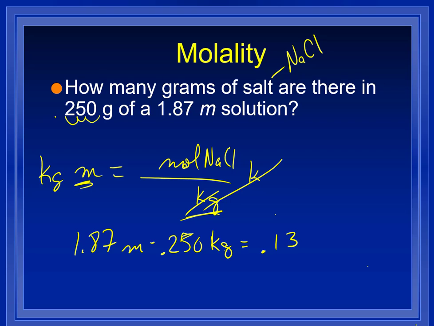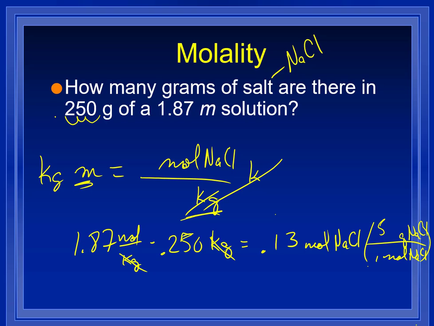0.13. Oh, what units? Well, remember, molal is moles over kilograms. So I'm going to get moles. That's moles of NaCl. But they didn't ask me for moles, they asked me for grams. One mole is 58.44 grams. So I get 7.8 grams of salt.